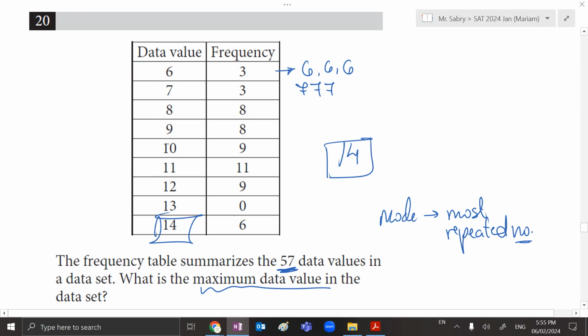What is the most repeated number in this table? What does the frequency mean? How often? Good. It means how many times it's repeated. So how many? 11. Exactly. Makes sense? 11 is the biggest number in the frequencies. So it means the data value 11 is repeated the most number of times. So the mode is 11.